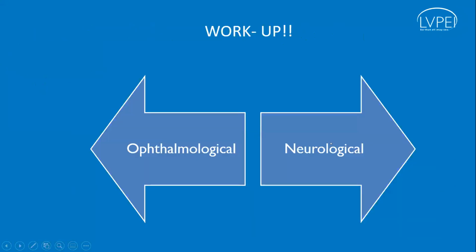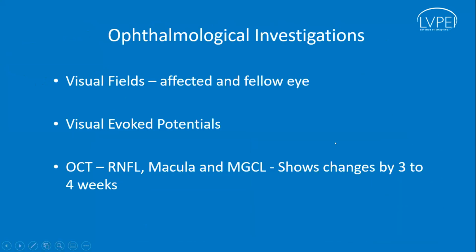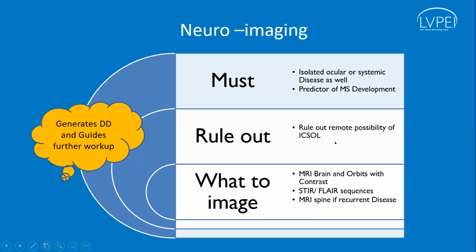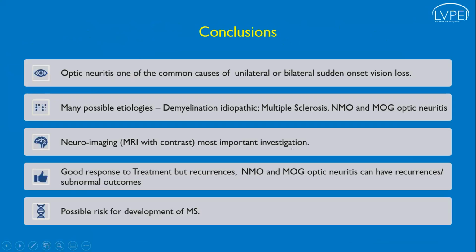We need to do a workup for both ophthalmological and neurological aspects. We do visual acuity, visual fields, VEP when needed, and do an OCT. And neuroimaging is mandatory. We need to obtain an MRI brain and orbits with contrast, pay special attention to STIR and FLAIR sequences, and do an MRI spine if there is recurrence, or you have a high suspicion for NMO optic neuritis at presentation.